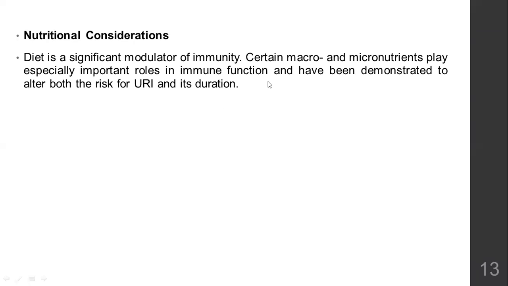And also the duration. If you have a lot of deficiency, even coming out of a common cold may take you time. A normal person may suffer from the signs and symptoms of a common cold for just 2 days. A person who is malnourished or deficient may suffer from the symptoms for 4 to 5 days. So the duration also matters.